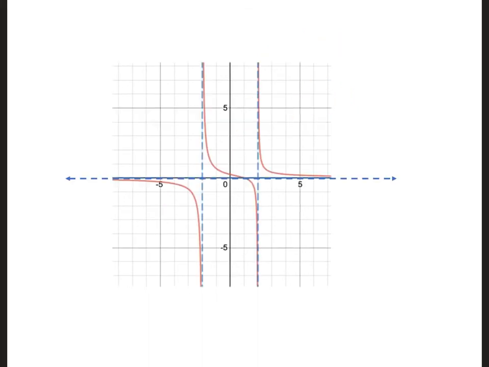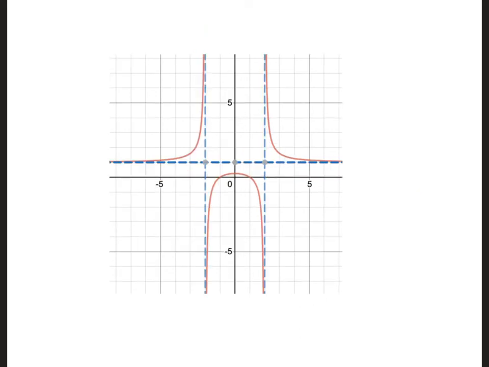Take a look at another one. This is very, very cool. This one has 2 vertical asymptotes: a vertical asymptote right there, a vertical asymptote right there, along with a horizontal asymptote over here. Notice that it is possible to cross a horizontal asymptote, but not a vertical one. You will never cross verticals, but only horizontals, and it'll only ever happen once.